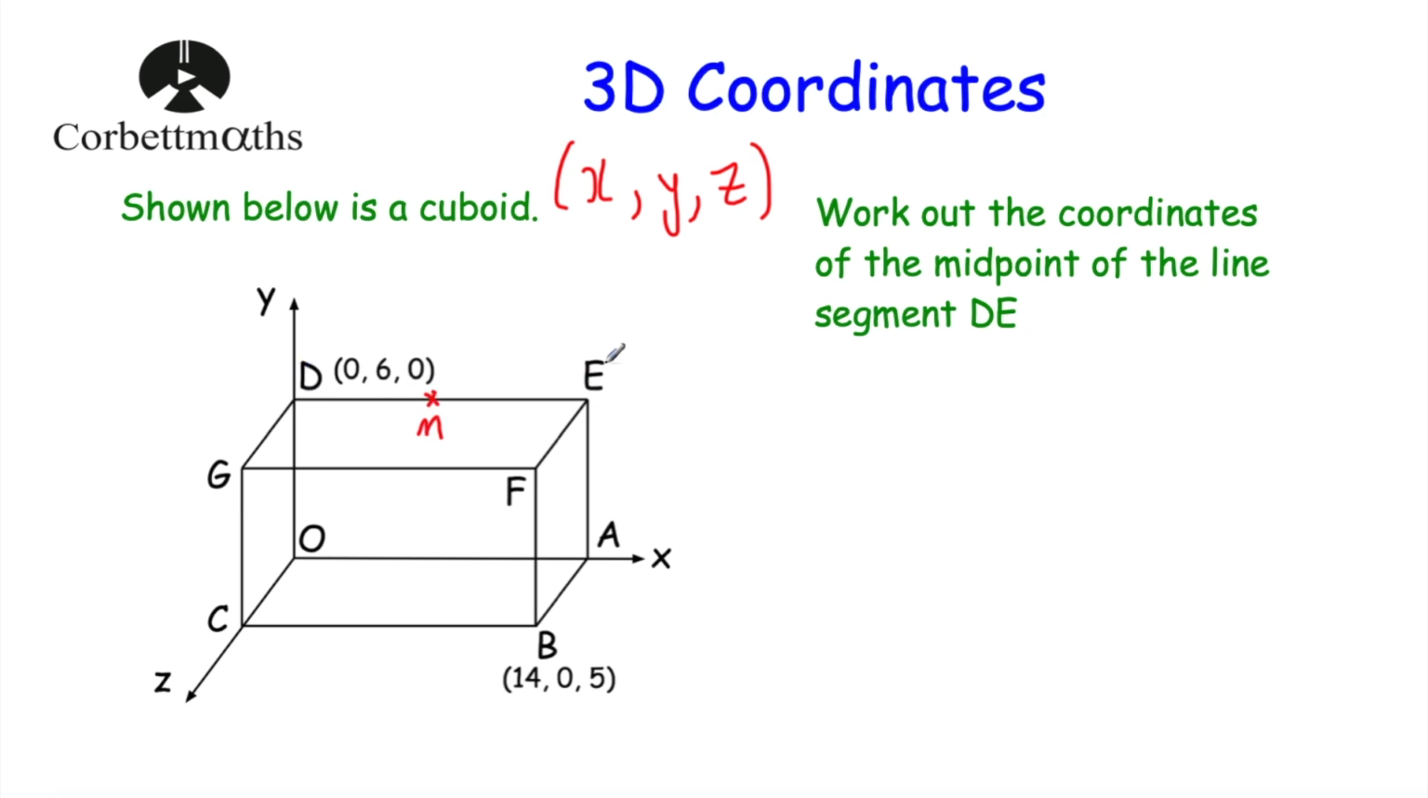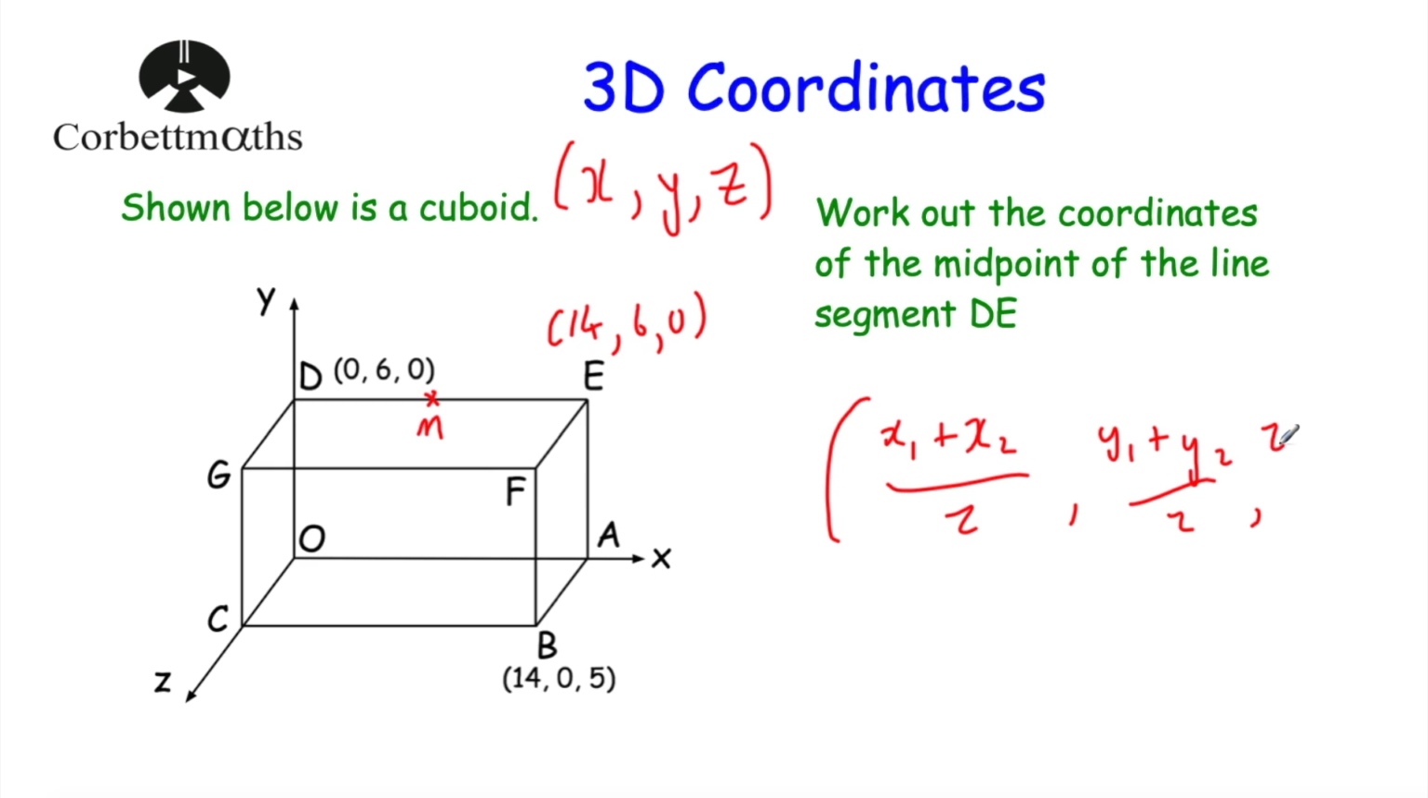Now previously, we found the coordinates of the point E. They were 14, 6, and 0. Now we want to find the coordinates of the midpoint of this line. So to find the coordinates of the midpoint of a line, remember we add the coordinates together and then we divide by 2. There is a formula, it's this: x1 plus x2 divided by 2, and then y1 plus y2 divided by 2, and then z1 plus z2 divided by 2. And that's the same as the two-dimensional version, apart from obviously we've got the z coordinate as well.